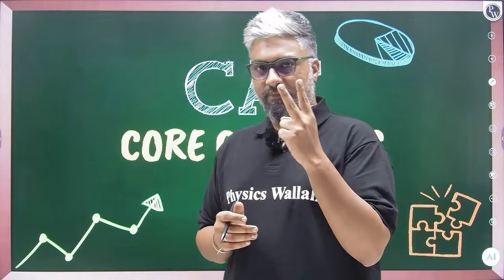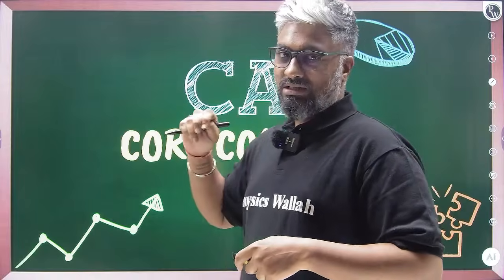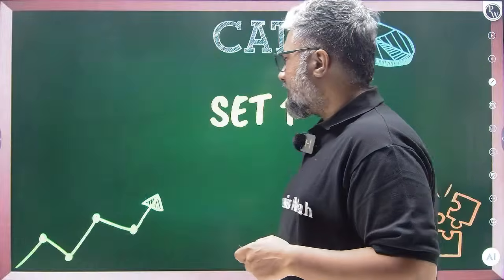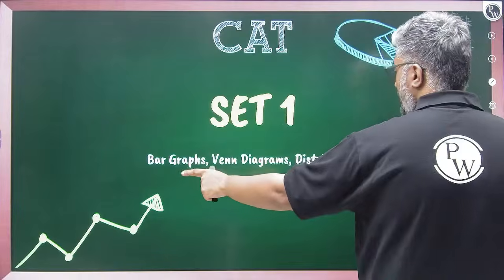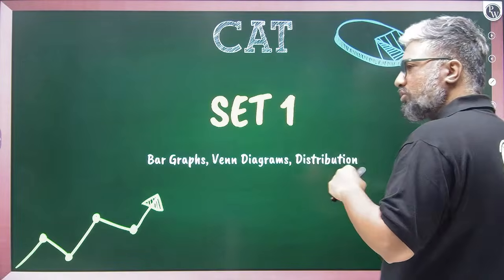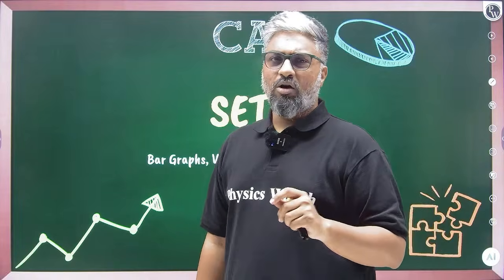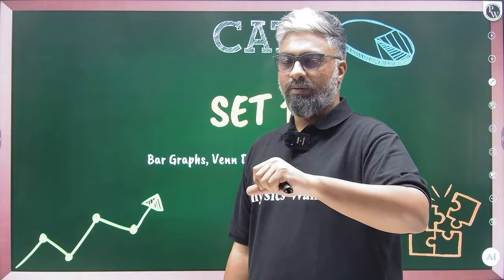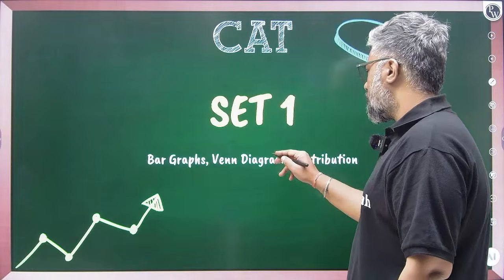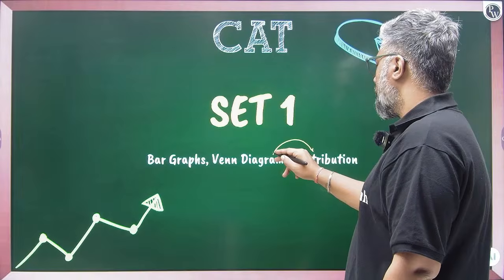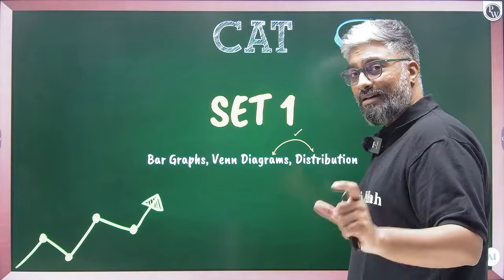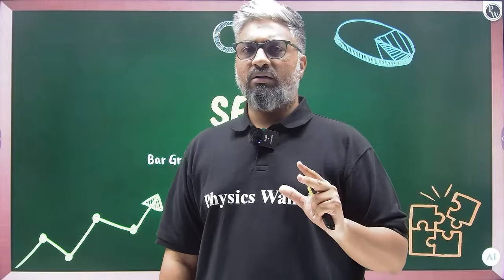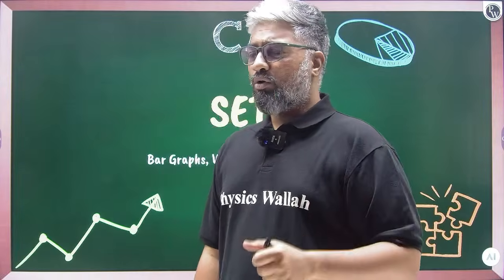So in the second part of our CAT core concepts, I've brought to you a very interesting set. The best thing about this set is that it deals with bar graphs, Venn diagrams, and distribution. We might think this is a very weird combination, sir. How can a bar graph question be linked with Venn diagrams and distribution both? You need to understand that Venn diagrams and distribution go hand in hand. There is a very good link between them. Any Venn diagram question that you see, you can always solve it with distribution. What's the importance of bar graphs here?